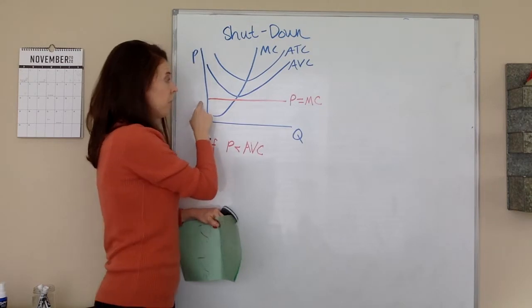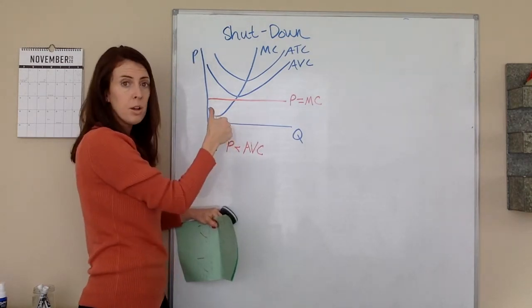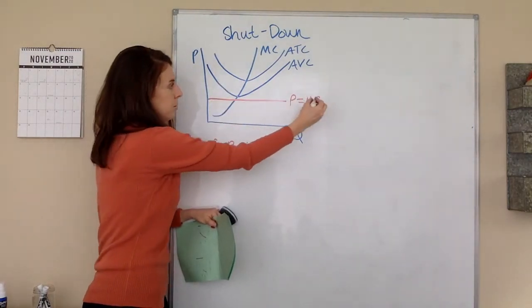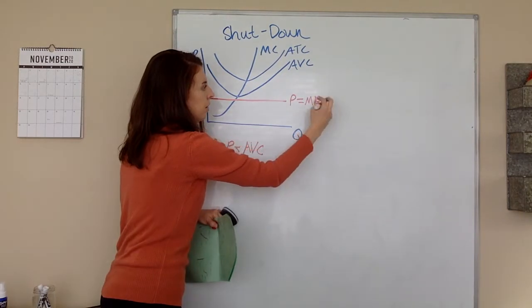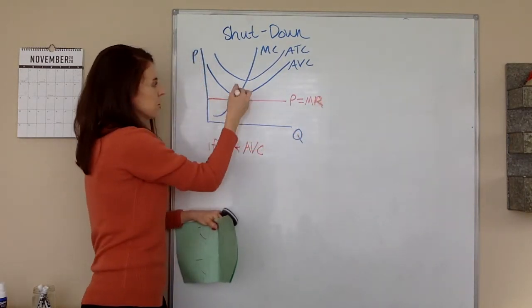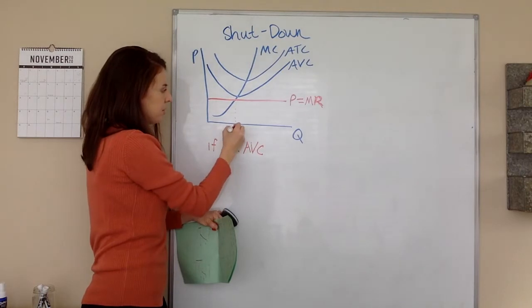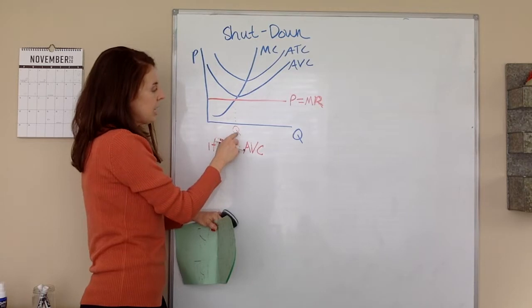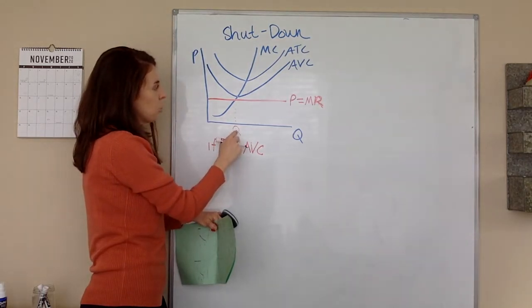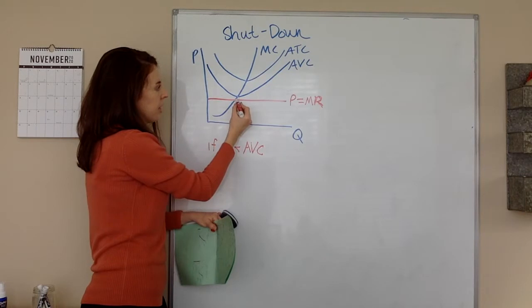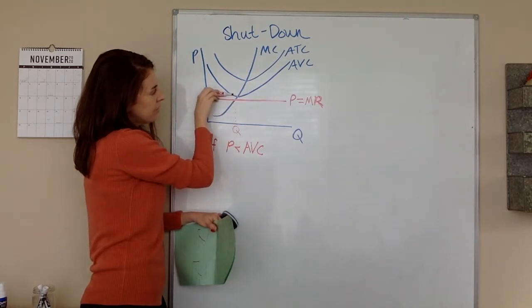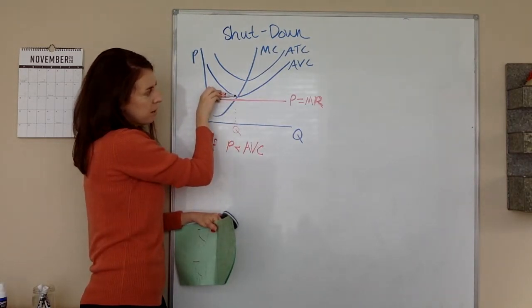Why would they want to shut down? Because first they would pick the optimal Q. Optimal Q is where marginal revenue equals marginal cost. That's right here. This would be the amount they should produce, so they maximize their profit. If they're producing this quantity, then at this quantity, here's the price, here's the average variable cost. The price is underneath the average variable cost.